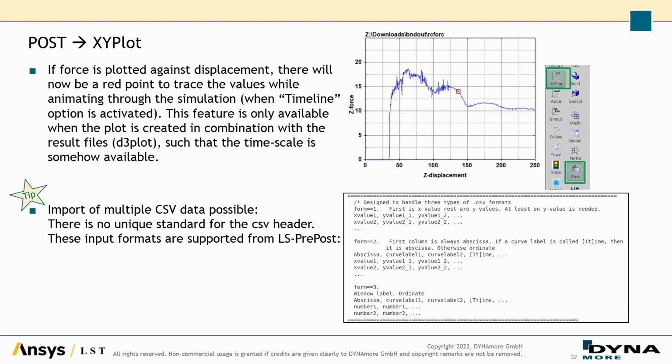My tip here, I present the possible multiple CSV data formats. There are 3 possible CSV data formats for this interface to open in LS-PrePost, for example your test results of your real test. And because there's no Unix standard for the CSV header, and sometimes it's difficult, how can I define the axis labels and so on, they are predefined.